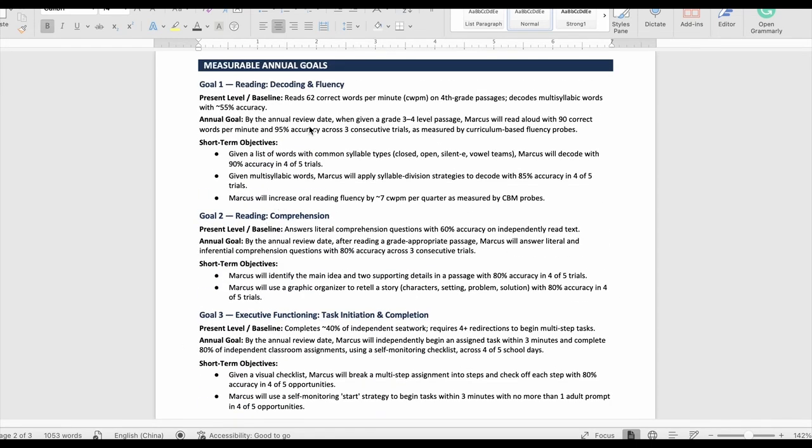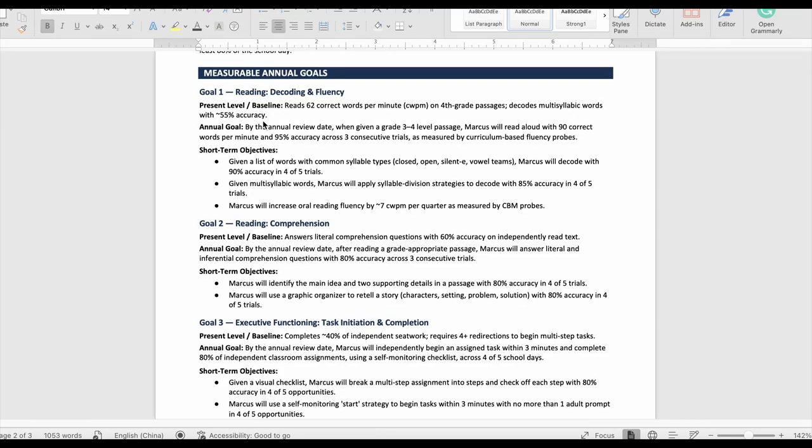That leaves me 2 goals. I've got decoding and fluency, and I have comprehension. These are both important. If a student can decode and read fluently, but they don't know what they're reading, there's no point in reading. So this comprehension is very important. But I also know that decoding is probably the priority because this student is in 4th grade and he can't really read yet. And so that is going to be a big priority for me. That's something that is going to impact him the greatest in the long term.